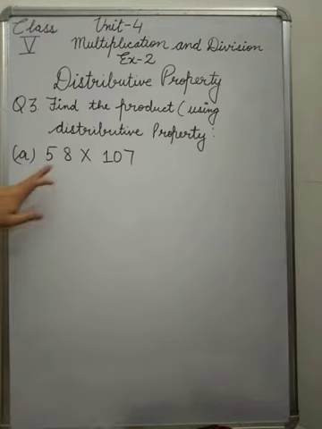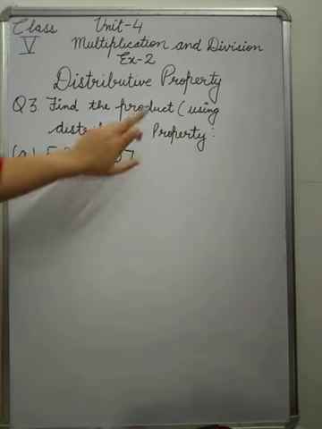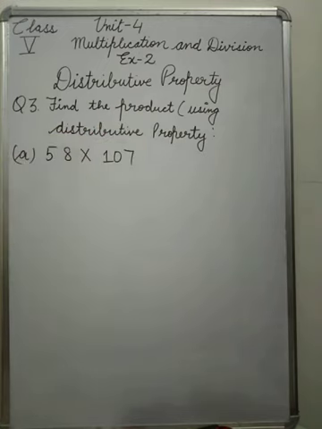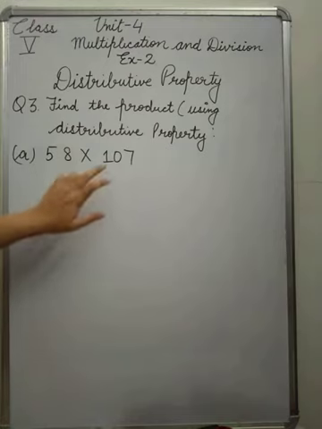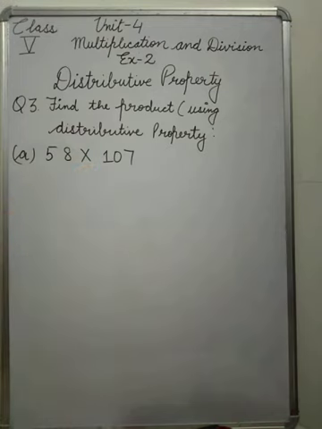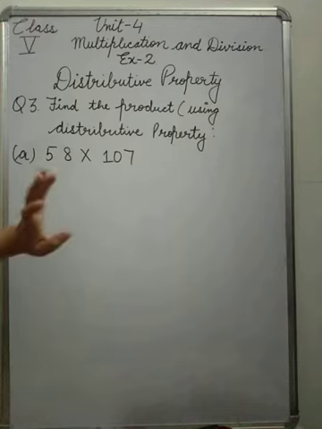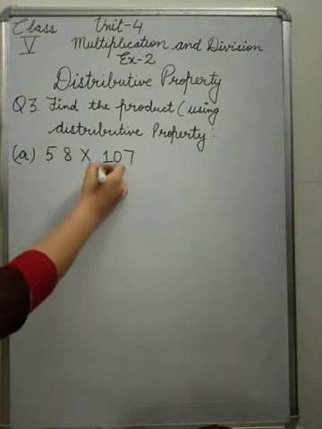Now see, 58 into 107. You have to find the product. Product means multiplication you have to do. Now you have to use distributive property. Now see, 58 and 107. Here this will become easy, 100 plus 7. This can also be 50 plus 8, but calculation will be easy with this 100 plus 7, because when you multiply with 100, you just have to add the zeros. So that's why we are breaking this number.